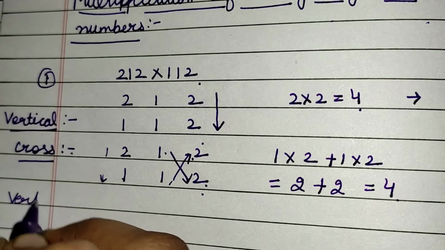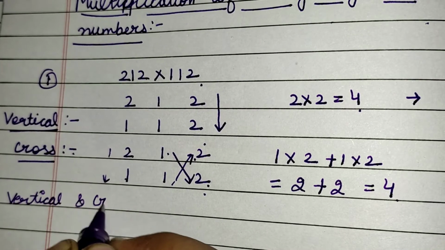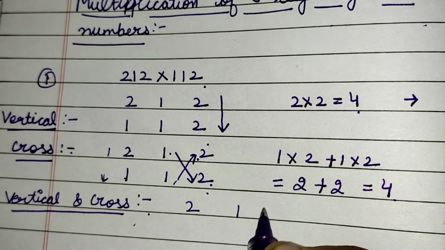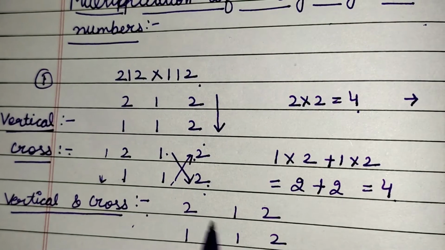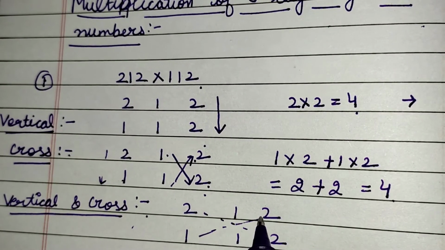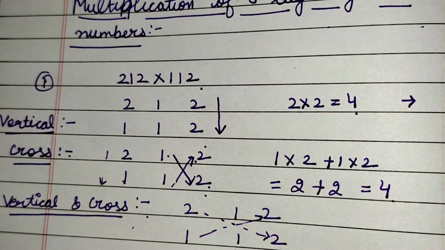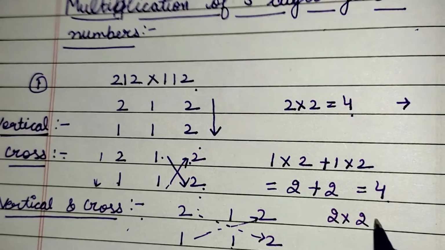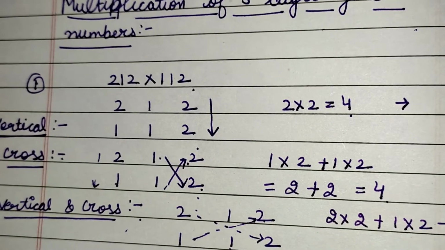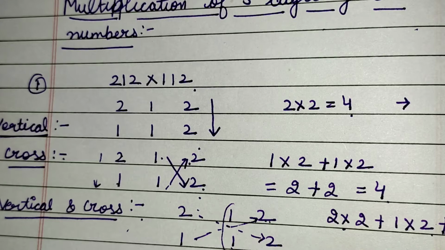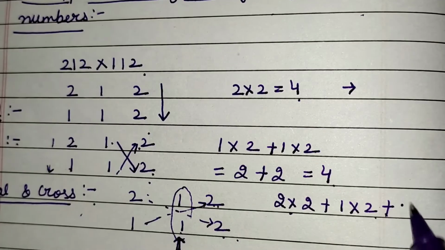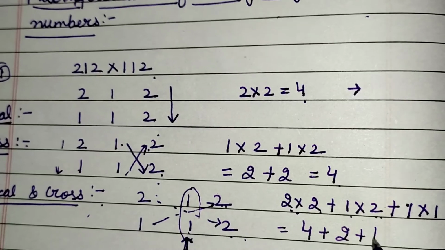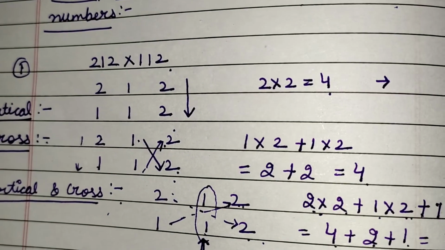But in the case of 3-digit numbers, we have to use 2 more steps, and the first step we have to use more is vertical and cross. That means write down your number again. This time do the cross multiplication of these two numbers and the vertical multiplication of these two numbers. That means 2 into 2 plus 1 into 2, which was our result due to cross multiplication, plus the result of vertical multiplication, which is 1 into 1. So it will give you 4 plus 2 plus 1. 4 plus 2 is 6, 6 plus 1 is 7.